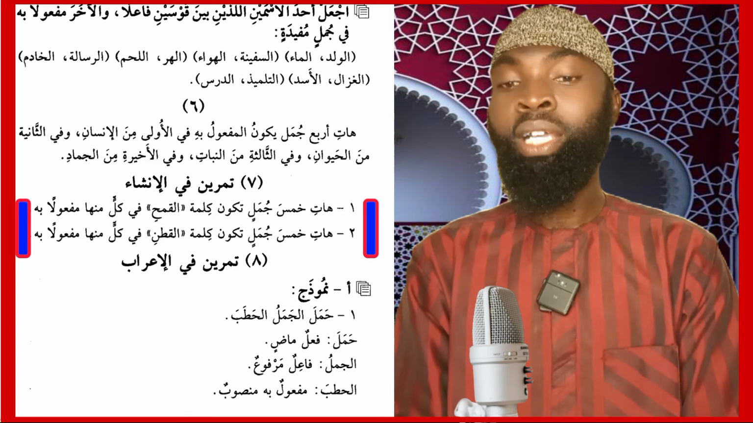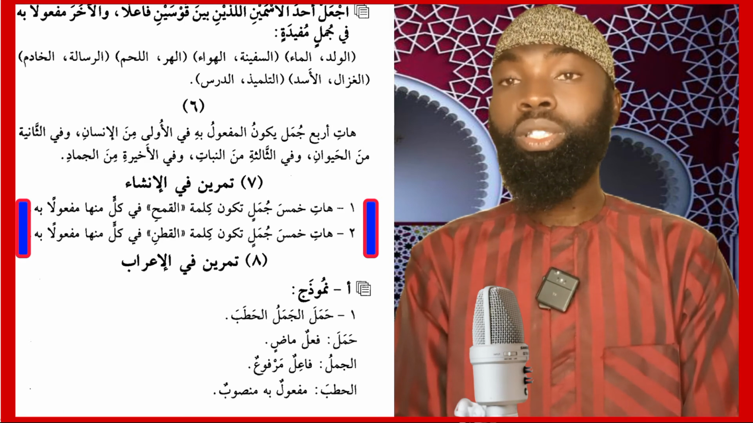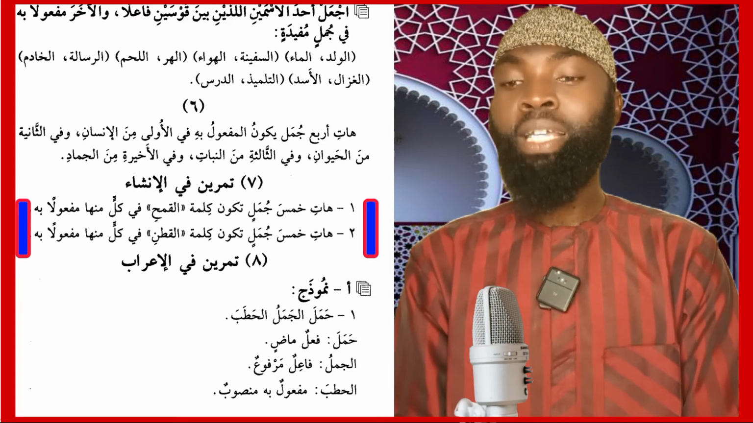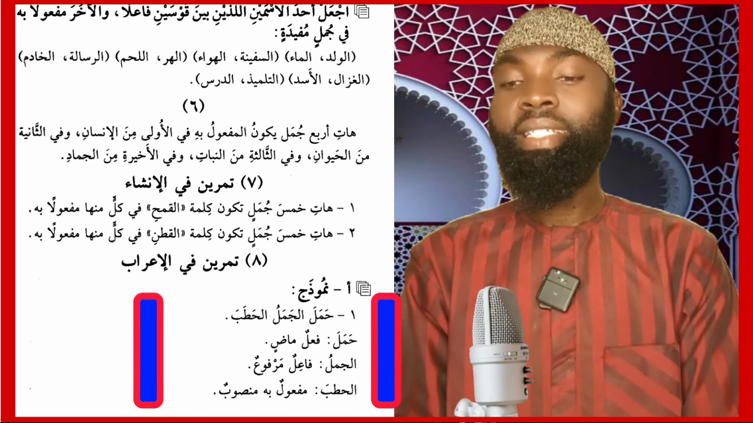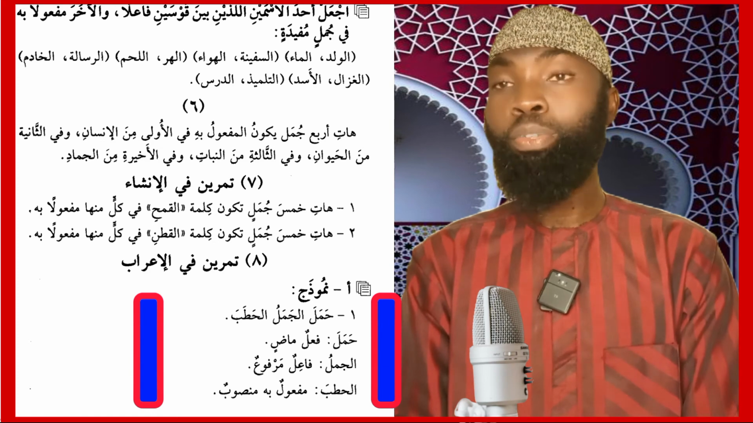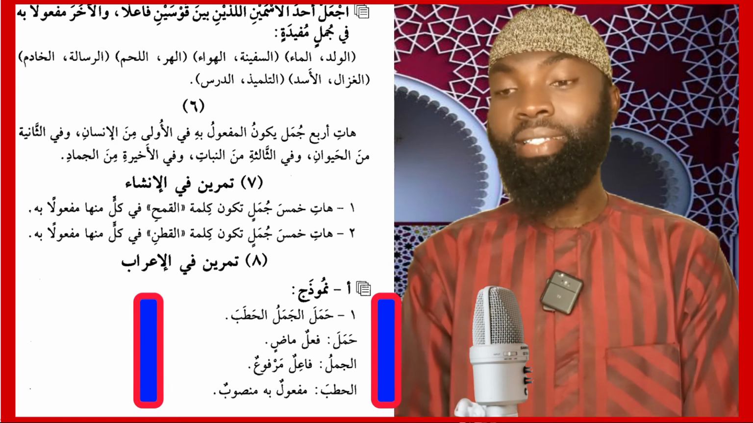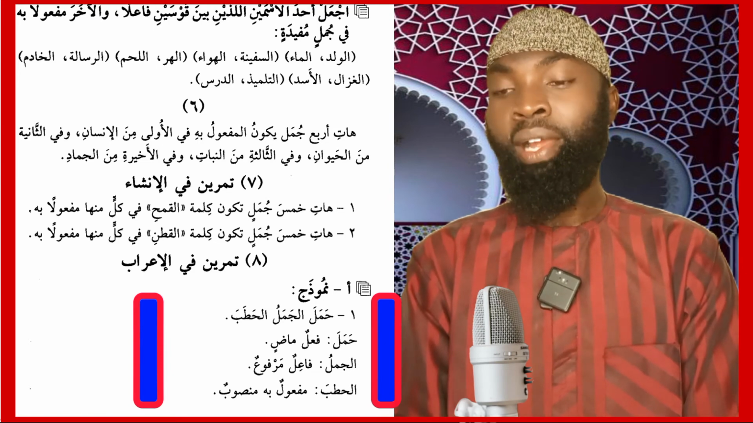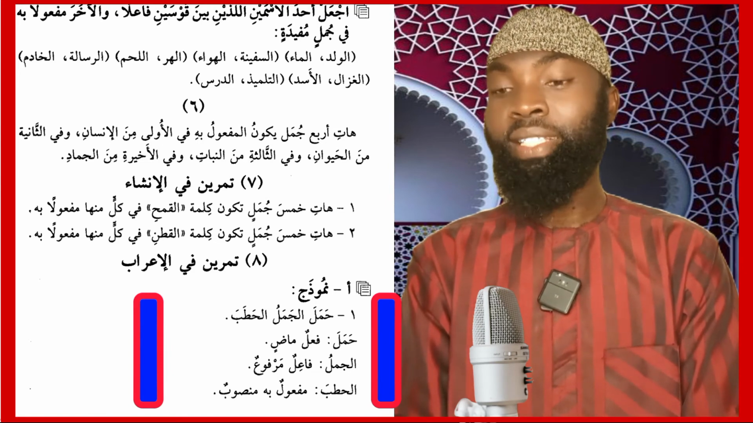We can see in this one the word al-qutn, which is cotton, is coming as maf'ul bih in each of them. Now moving on to tamrinun fil i'rab, which is an exercise in grammatical analysis, as we have done in the previous lesson. We are going to be analyzing in this exercise each of the words of these sentences. Namudhaj, we have a sample given to us to serve as a guide.